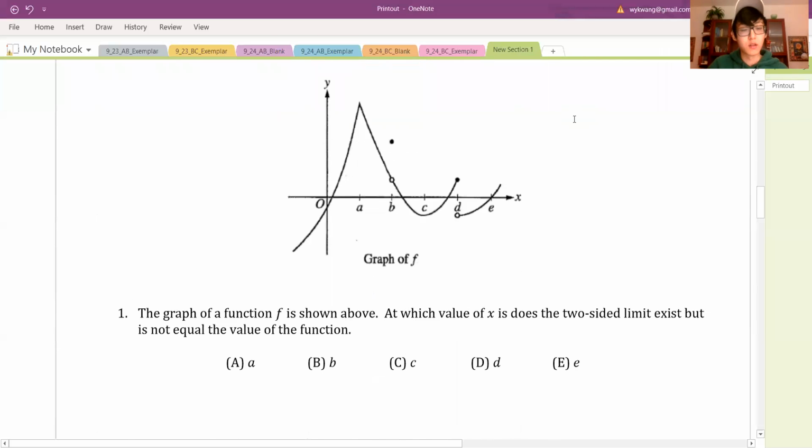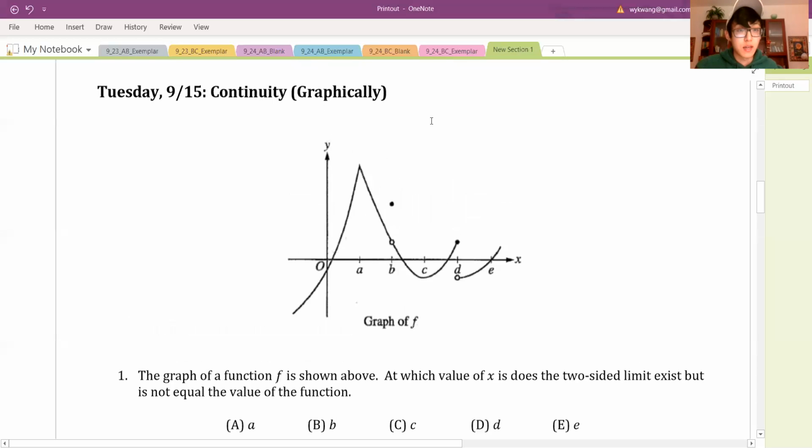Next, the graph of a function f is shown above. At which value of x does the two-sided limit exist, but is not equal to the value of the function? Okay, this is an interesting question. I also did not change this question at all because this question is hard to change. But at which value of x does the two-sided limit exist, but is not equal to the value of the function?